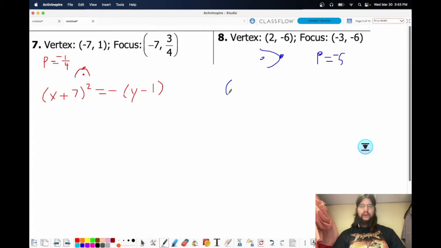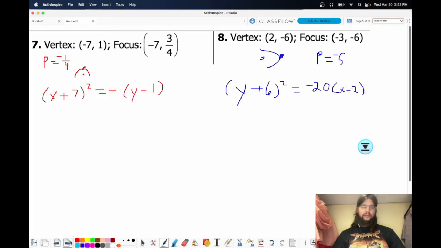It's horizontal, so the y part's being squared. Y plus 6 squared equals, let's see, negative 5 times 4 is negative 20, times X minus 2.